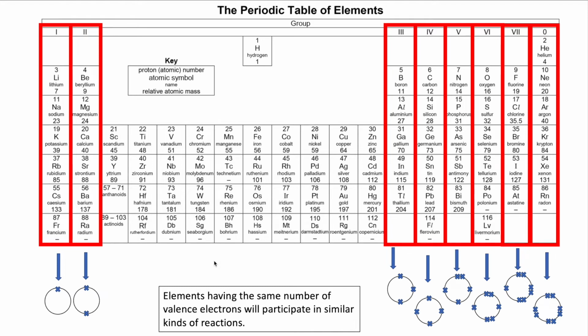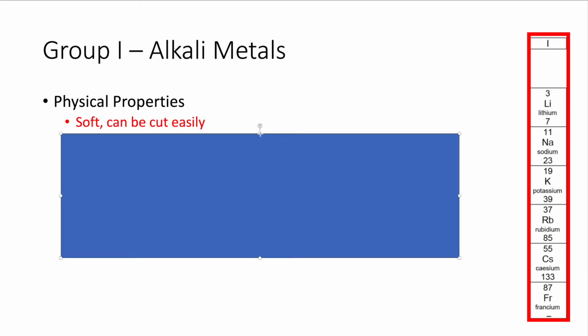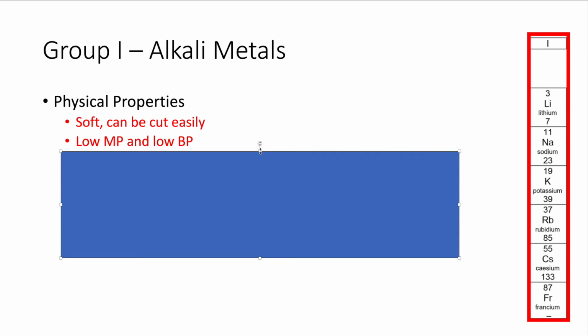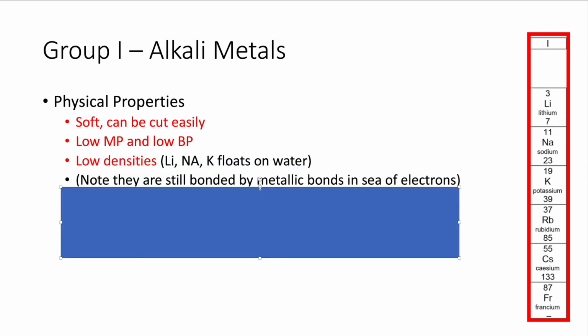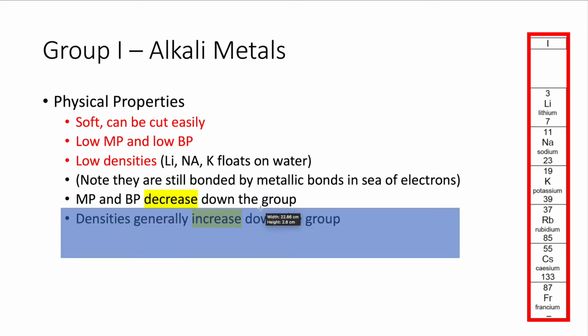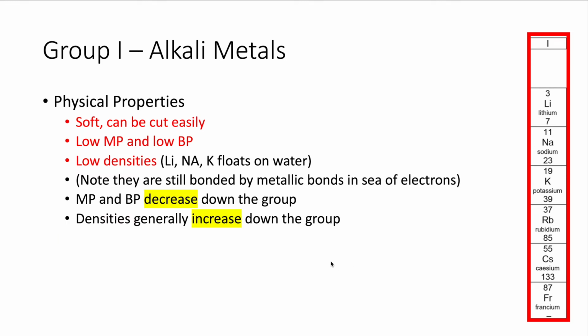So for group 1, called the alkali metals, it has these properties: soft, can be cut easily, low melting and boiling points, low density, they float on water. And these are commonly asked because, although called metals, they do not have the common metallic properties like being hard, heavy, dense, with high melting points. They are the complete opposite. And going down the group, melting points and boiling points decrease, and densities generally decrease. So using this knowledge, you can predict properties of the alkali metals if need be, because they follow a trend.